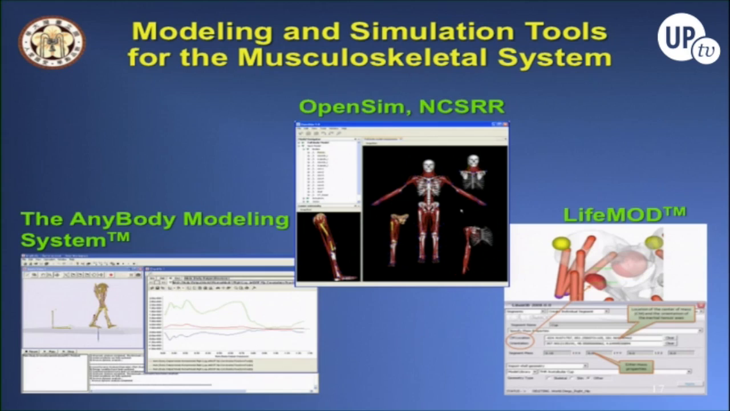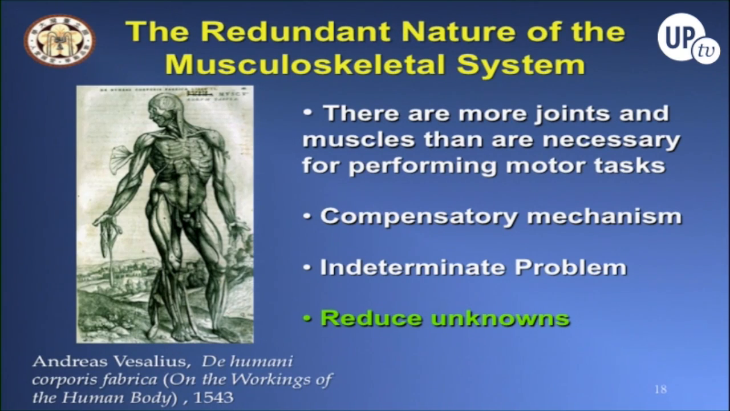And nowadays, we have all sorts of commercialized software packages, including the AnyBody modeling system, OpenSim system, LifeMOD, etc. These tools are very helpful for studying human movement. But the problem remains that we are facing the musculoskeletal system as a redundant system. In other words, there are more joints and muscles than are necessary for performing motor tasks. On one hand, it provides the compensation mechanisms for people when they get injured. They don't have to lie there and do nothing. But for biomechanists, it makes the system for determining the forces in the body an indeterminate one.